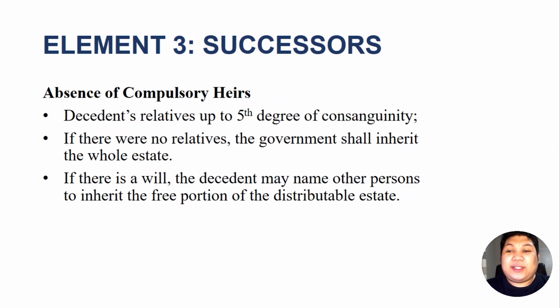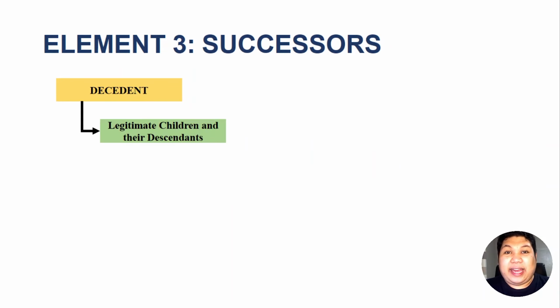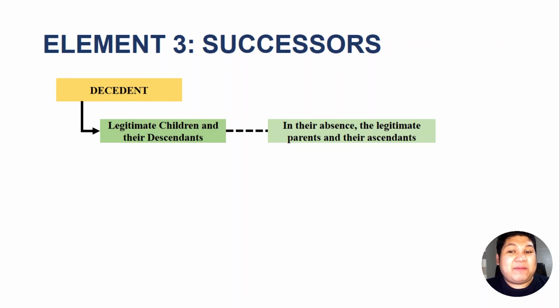Okay? So to give us a summary of our discussion, we have this. We have the decedent, and the first to inherit will be the legitimate children and their descendants. And in their absence, if there is no child and there is no descendant, the legitimate parents and their ascendants could come in. If there's a parent, the parent will inherit. If there is no parent, then their ascendants.